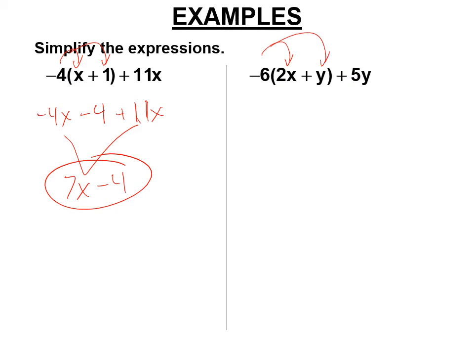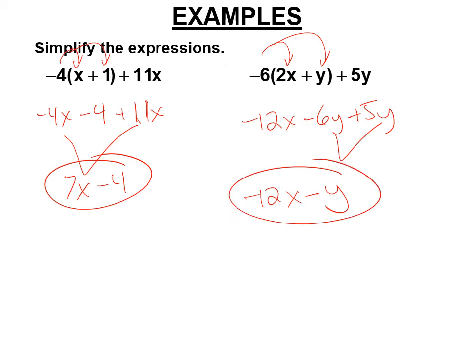Here, -12x minus 6y plus 5y. So we've got to add those together. So it's -12x, -6 plus 5, -1. It is -1y, which we write as -y.